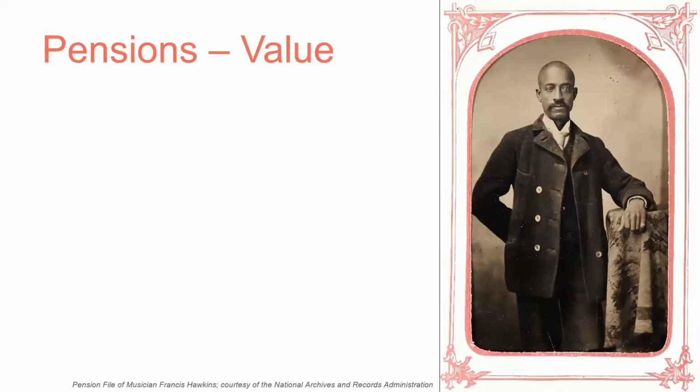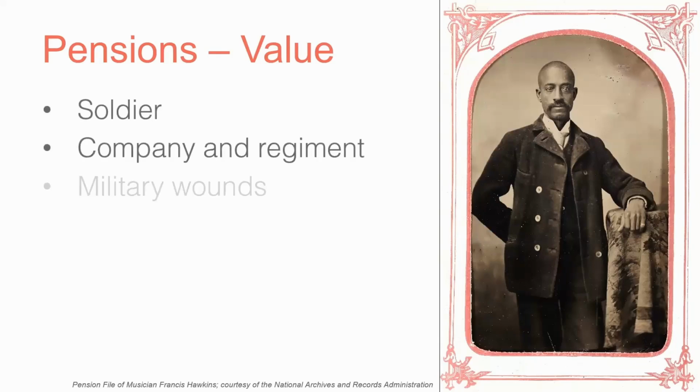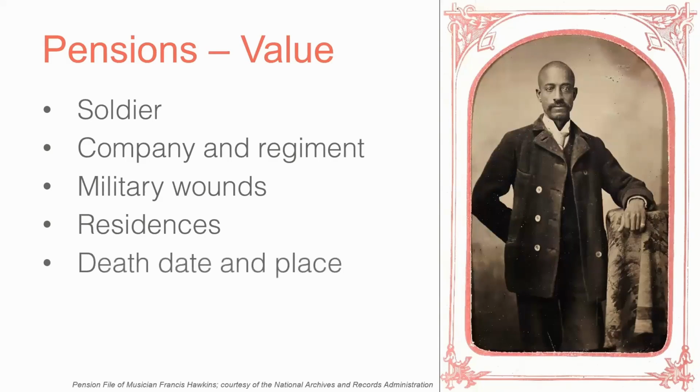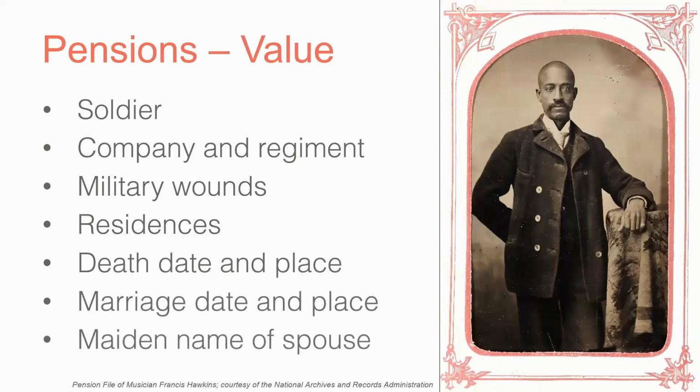First, one of the things you can find, like on this slide, is a picture. This photograph is actually from a pension file. You also get the name of the soldier and the company and regiment he served in. Also, military wounds that he received while serving. And just note, he will get more money the worse the wounds are, so he's going to try to talk up some of the wounds that he received, which I think is really fun to read about. You're also going to get current and former residences, which can help track immigration, as well as death and marriage dates and places. And you might even get the maiden name of his spouse.